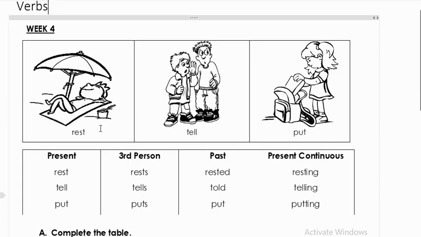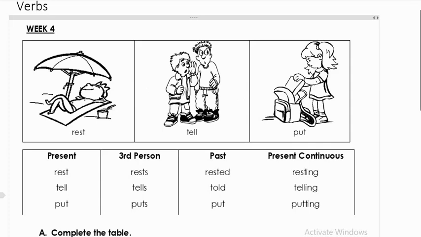Rest. Okay, we use rest when we want to relax, when we need some time off to recover ourselves. For example, I can say, I did a lot of exercise and I'm so tired. I need to get rest. Or I need to get some rest. Okay, very good.